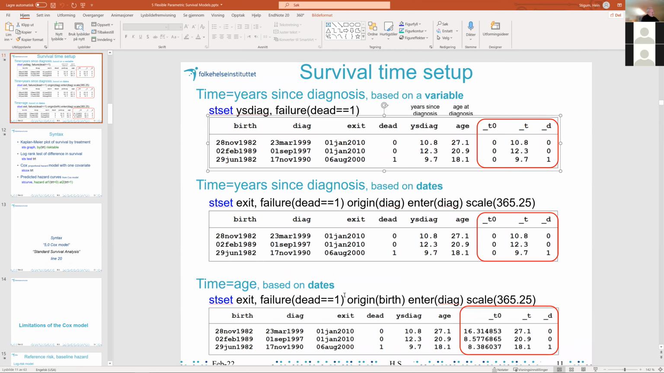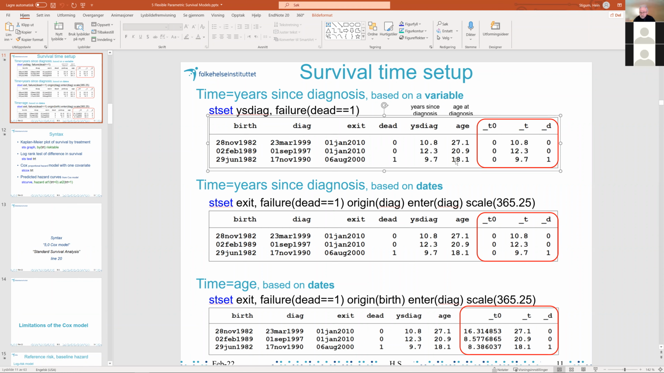Okay, so I started out by saying that we have a data set where we are interested in the effect of a diagnosis, and we follow people from the time of diagnosis to their time of exit from the study, whether that is death or just end of follow-up. So we have a birth date, a date of diagnosis, and a date of exit. We have an indicator of the outcome, whether that was censored or death. And we have a variable for the years since diagnosis, and a variable for the age at diagnosis.